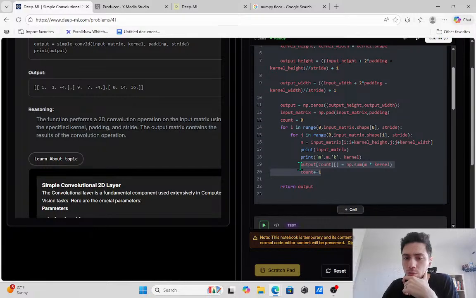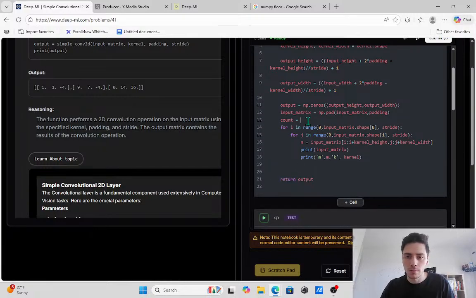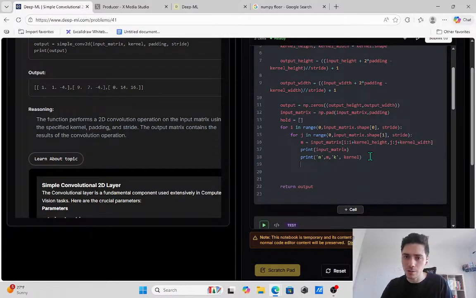Let me just... this is bad naming convention, don't do this. Just append the correct thing, and then we'll... So we could reshape it. I guess we could reshape it, but right now let's just output hold.